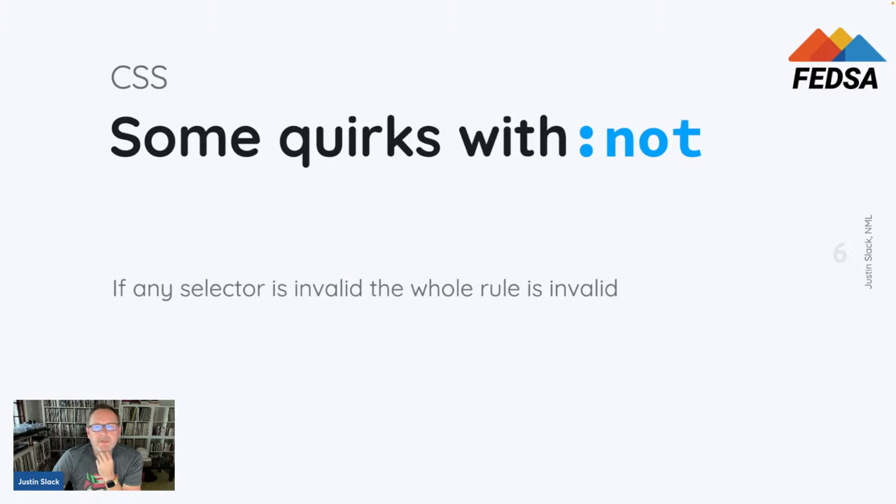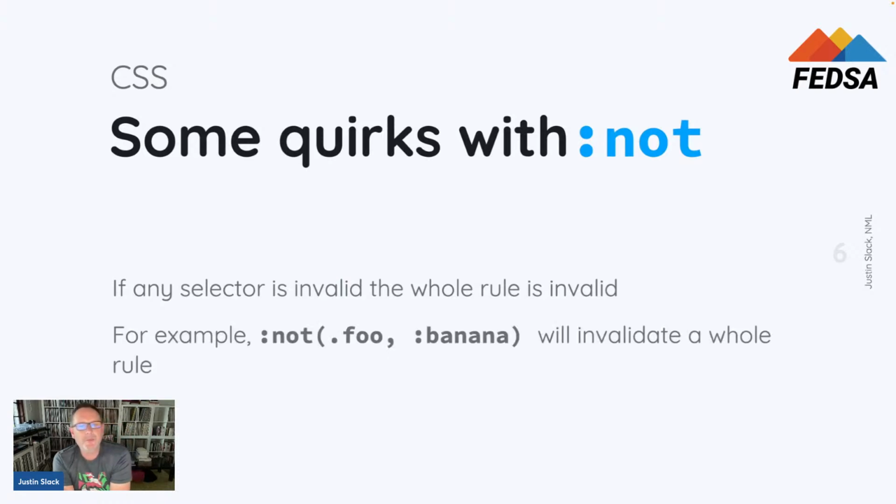If any selector is invalid, the whole rule is invalid. For example, if we go :not, and then we have a class, .foo, that's absolutely fine. But then if we try and stick in a pseudo class or pseudo element in there, :banana, that does not exist. And this will invalidate a whole rule. So we need to be very careful about that. If we're chaining things, only one of them needs to be invalid to invalidate the entire rule. So :not is not, as I say, forgiving.